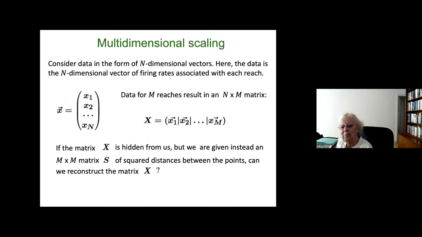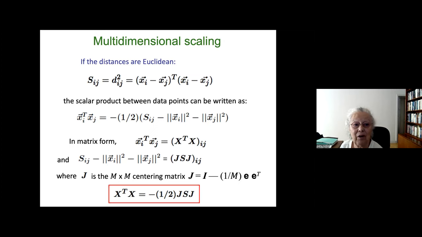But I go and measure the pairwise distance between all these points. And what I give you is a matrix of distances between the points. Actually, I will give you a matrix of squared distances. It's going to be an m by m matrix, because I give you all the pairwise distances, but I don't tell you what the data was. Can you reconstruct the data from this matrix of distances? If I give you the matrix of distances, can you tell me what the data was?